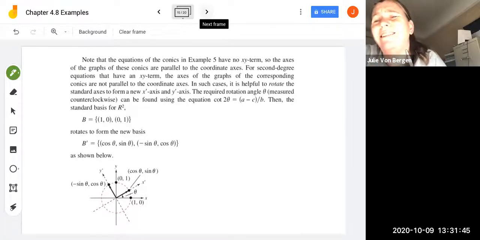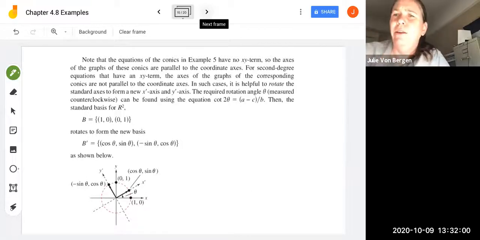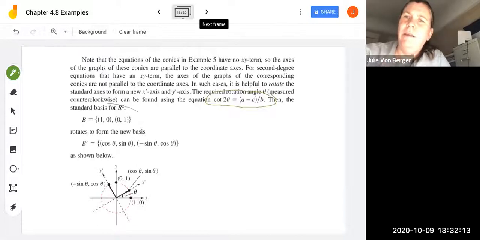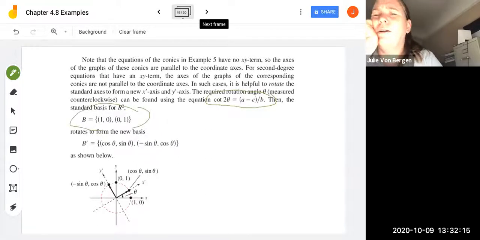So in such cases, it's helpful to rotate the standard axes to form new axes that we call x prime and y prime. So this is where our change of basis techniques are going to come in. The required rotation angle theta is measured counterclockwise, and we can find it using this equation: cotangent of 2 theta equals (a minus c) all divided by b. And so then we'll be in our standard basis for R2. B is (1, 0) and (0, 1).